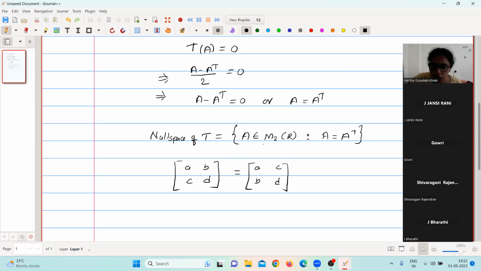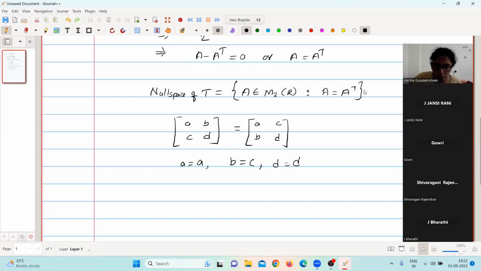Here what we can say, A equal to A, there is nothing. Next term, B equal to C and C equal to B. Second condition is B equal to C or C equal to B, and D equal to D. So, if A equal to A transpose, then the matrix is determined by the variables A, B and D. C should be equal to B. Instead of C, we can write B, and here D. So only 3 variables A, B, D determine the matrix.